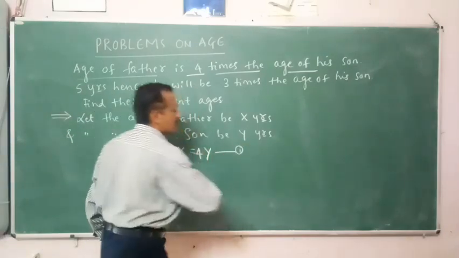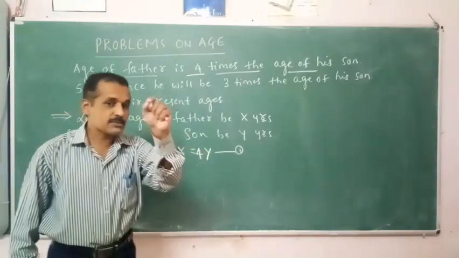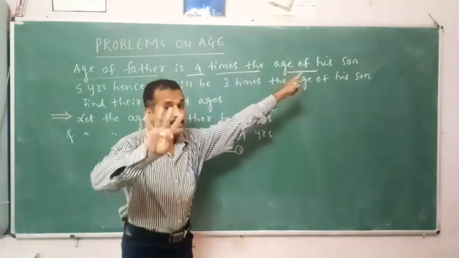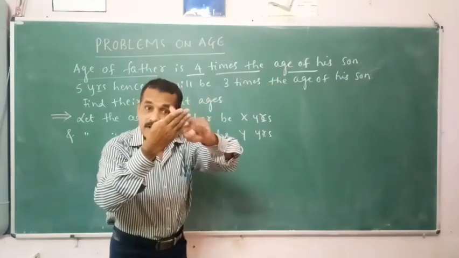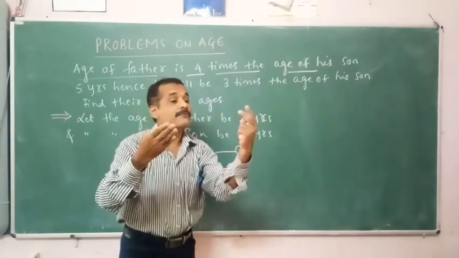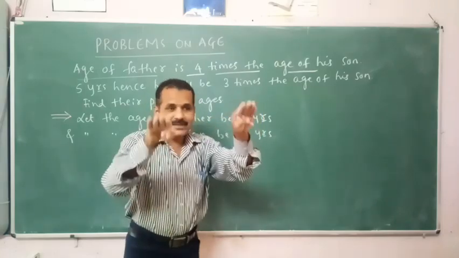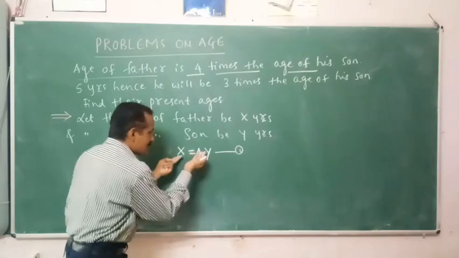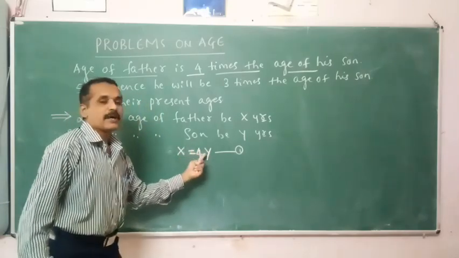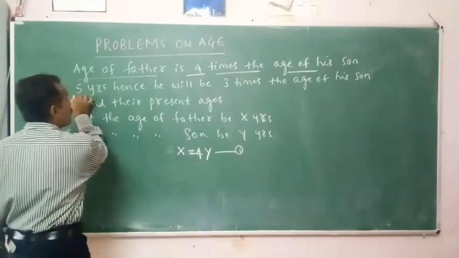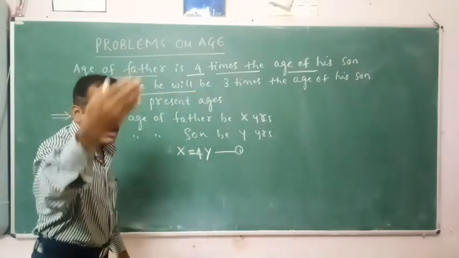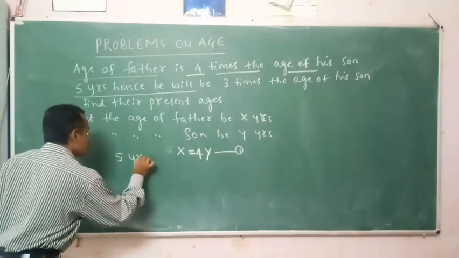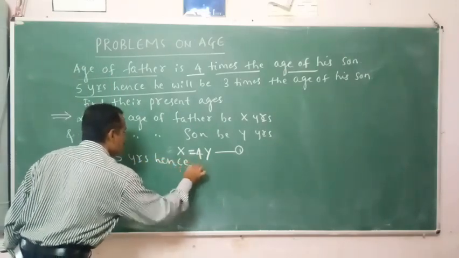Call it equation number 1. Again I will stress this point. Father is 4 times the age of his son. Father is already 4 times. Since the father is 4 times, you have to multiply with 4 to the son, so that the equation will be balanced. So multiply to the son. Okay, then 5 years hence means after 5 years. I will write 5 years hence.